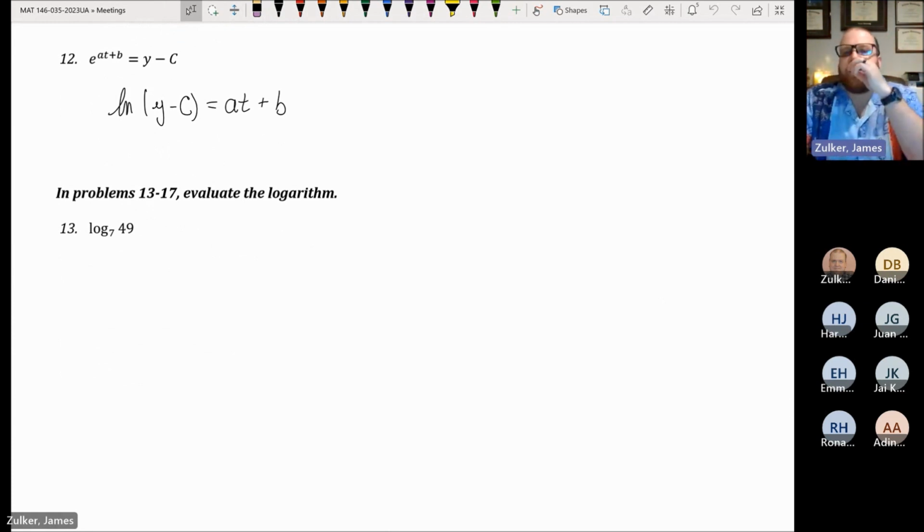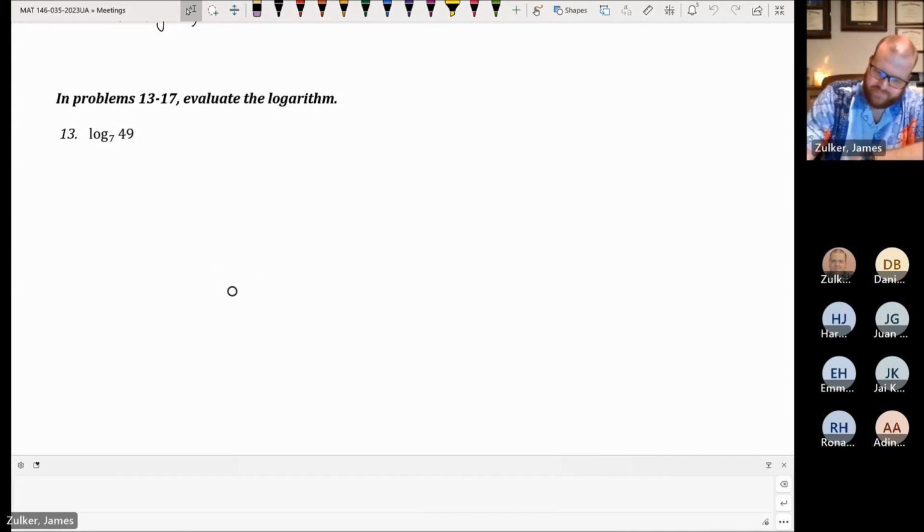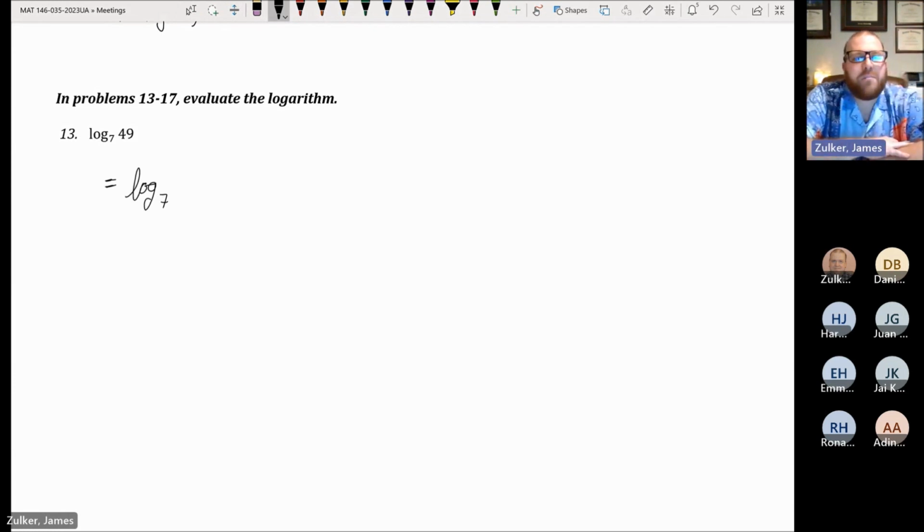Now we want to go ahead and evaluate some logs. Right, the general idea is what you're taking the log of, you want to write it as a power of the base. Right, 49 is 7 squared. Then your log is the exponent, so it's just 2.